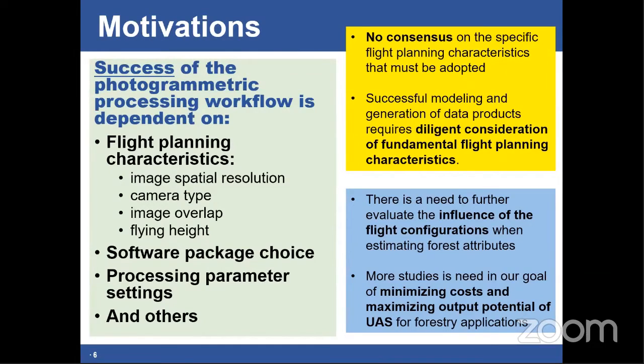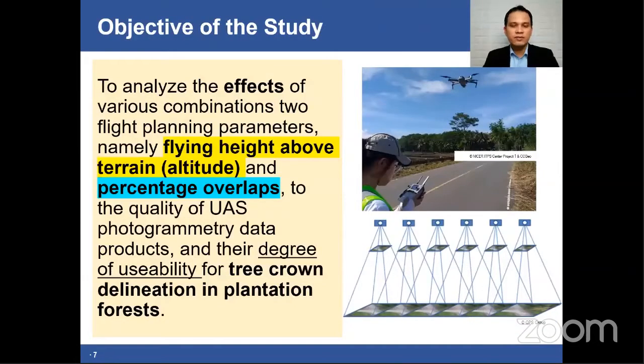Moreover, successful modeling and generation of data products from UAS collected imagery requires diligent consideration of fundamental flight planning characteristics. Hence, we conducted the study to analyze the effects of various combinations of flight planning parameters, namely flying height above terrain and percentage image overlaps, to the quality of UAS photogrammetry data products and their degree of usability for tree crown delineation.